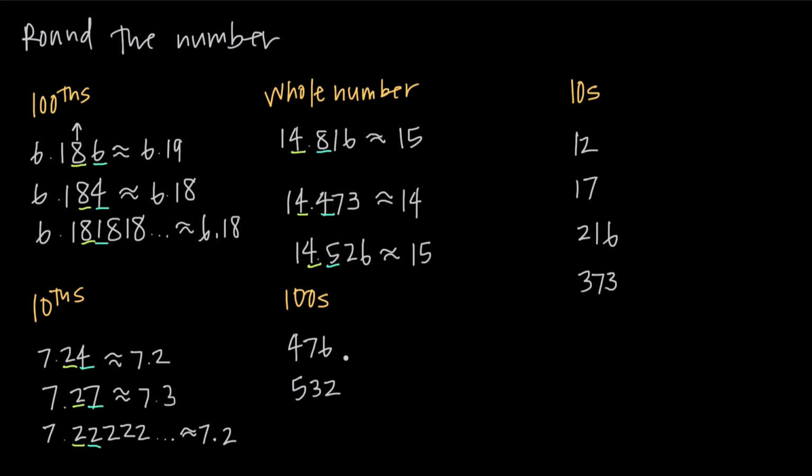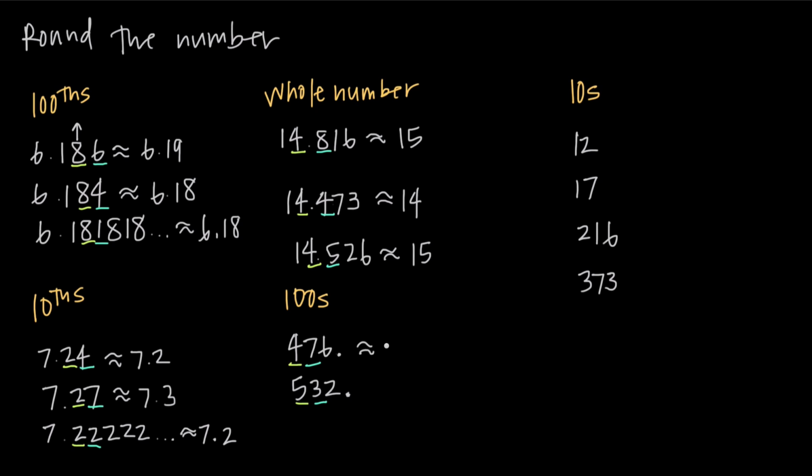Here we're looking to round to the hundreds place, and we have two whole numbers, 476 and 532. We have to think of these as 476.0 or 532.0. Remember that the hundreds place is the place which is 3 places to the left of the decimal. So the hundreds place is going to be here and here. We look at the number that's directly to the right of that, so these numbers here. And then we say 7 is greater than or equal to 5.